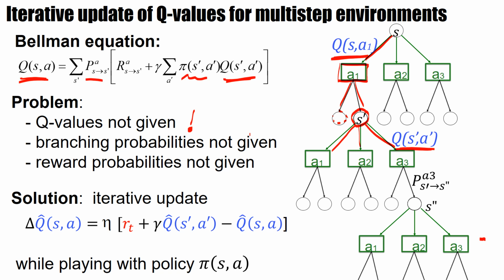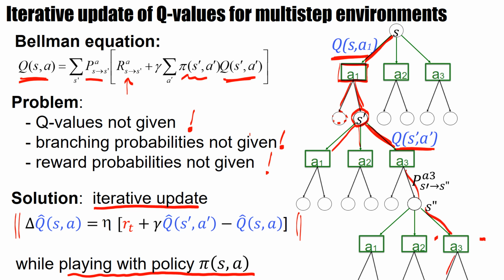These branching ratios that we need are not given. The reward probabilities are not given. And the solution is we use an iterative update, which is this rule here that I have motivated on the previous slides. It was not a proof, it was just a motivation. And so the idea is now we walk in the graph with this policy P. So we walk down, and whatever we do, we just continue.